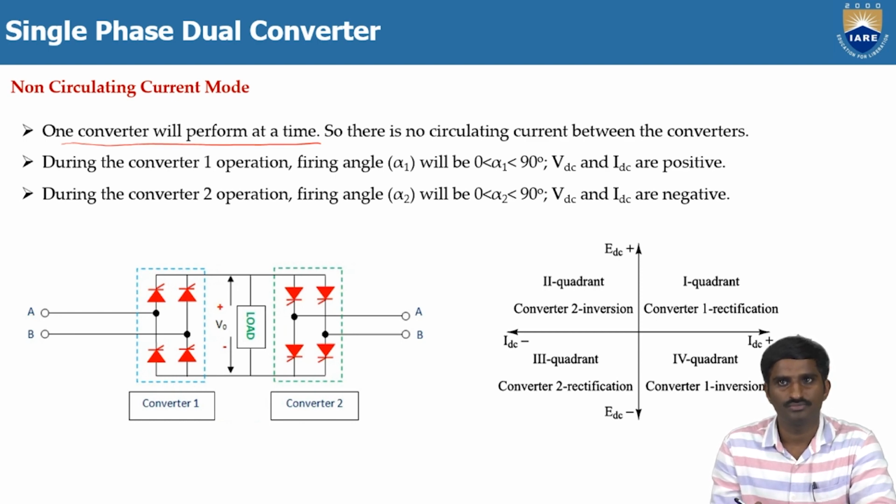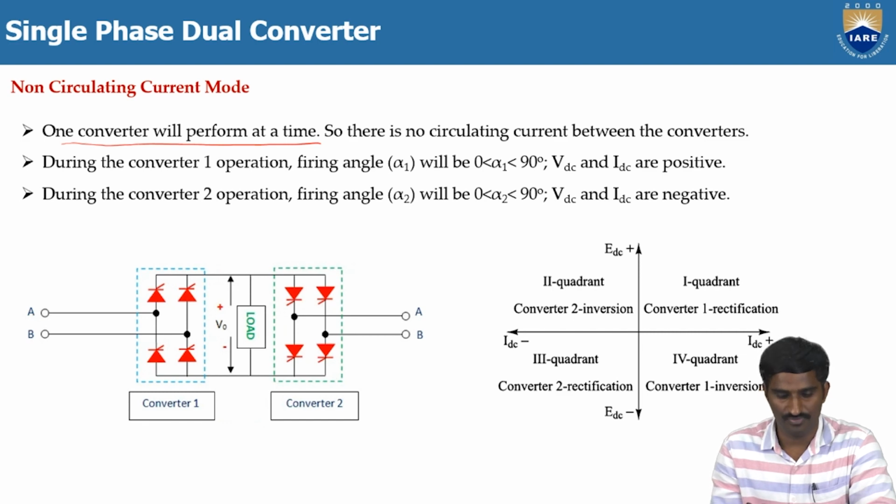So there is no circulating current between the converters, which means from converter 1 to converter 2 or converter 2 to converter 1, because only one converter is operating at a time, either 1 or 2. That's why there is no circulating current from one converter to another, and that's why this mode is called the non-circulating current mode.